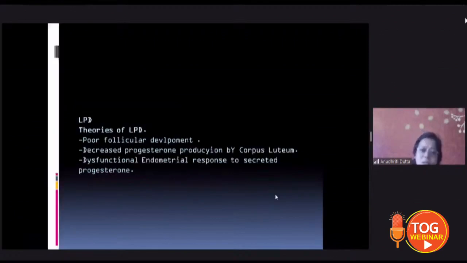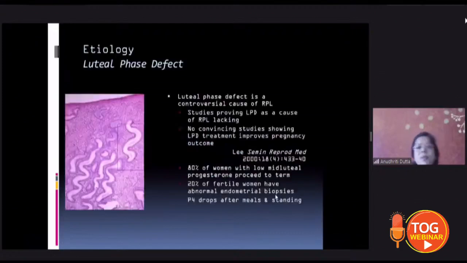And the theories which they are giving for why luteal phase defect can be a cause of recurrent pregnancy loss is because they lead to poor follicular development, decreased progesterone production by the corpus luteum, and then dysfunctional endometrial response to the secreted progesterone. But again, LPD, as we know, everything is a controversy in RPL.